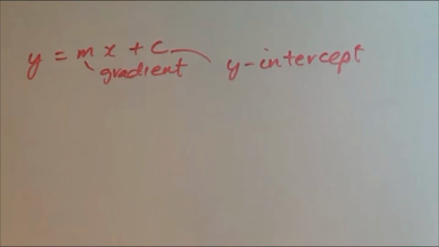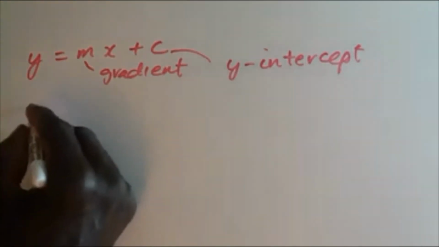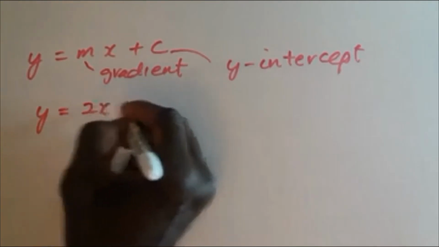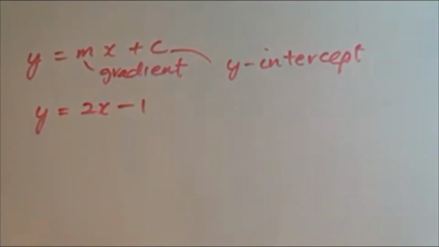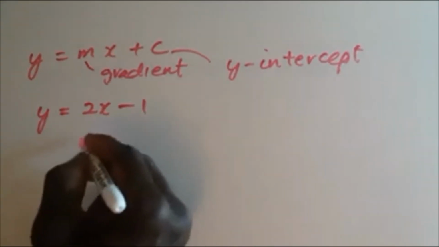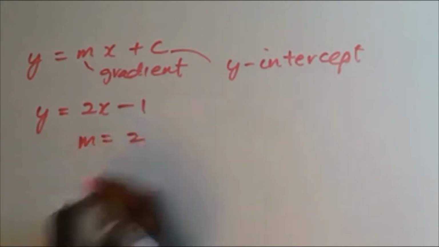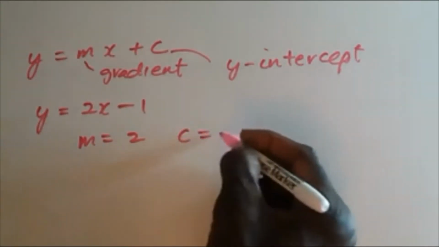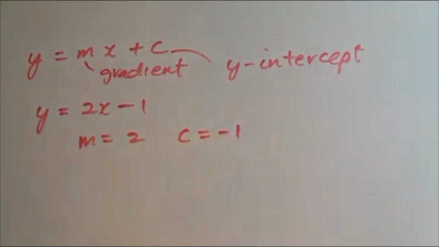If we're asked to write down the gradients and y-intercepts of the following lines, let's see what we have. y is equal to 2x minus 1. We know the gradient is the coefficient of x. In this case it's 2, so m is equal to 2. The y-intercept is c, and c is equal to -1.